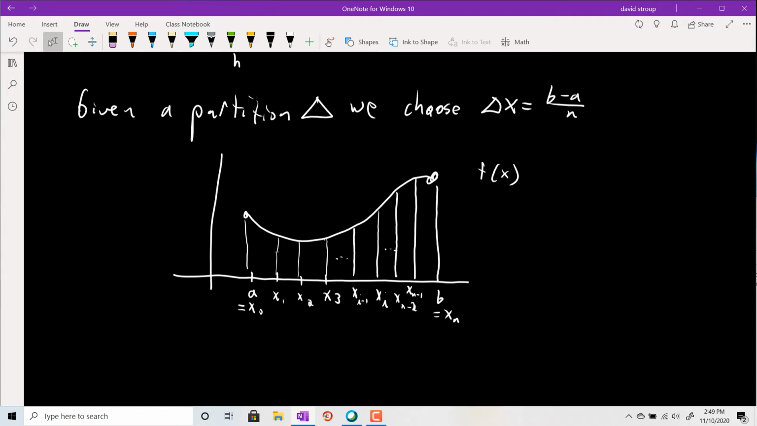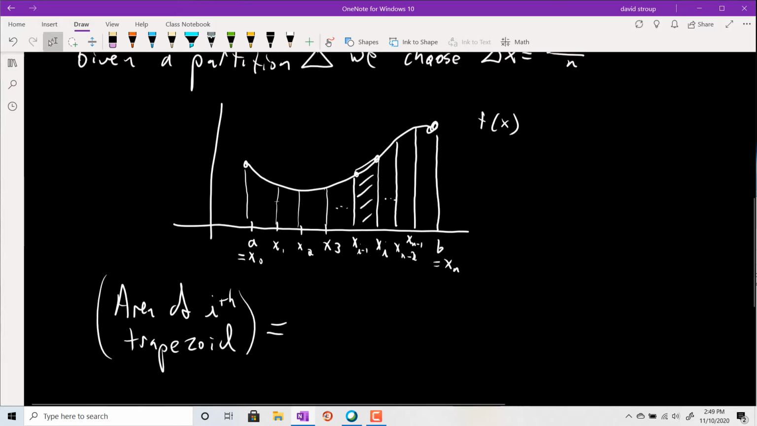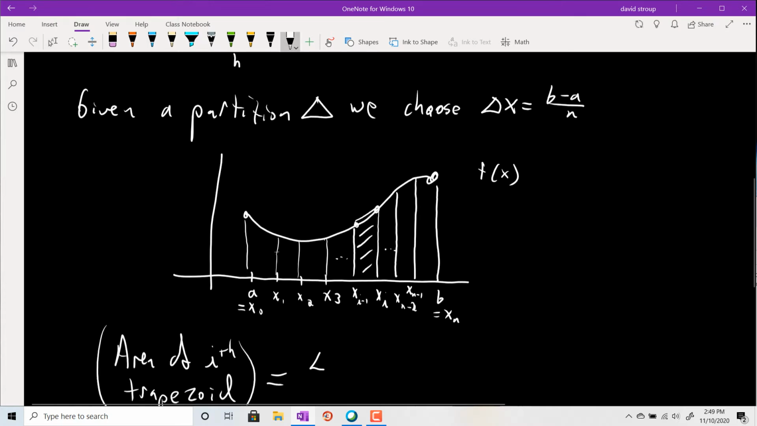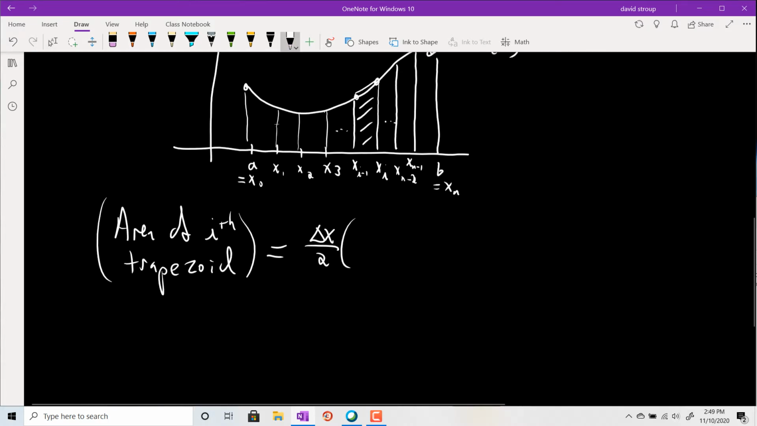Okay, so the area of the ith trapezoid. For instance, this trapezoid right here, the top is just a straight line connecting the 2 points, f of x sub i minus 1 and f of x sub i. So the area of the ith trapezoid is going to equal the base over 2, and the base is change in x for us, over 2. And then A is going to be the height on the left endpoint, so that'll be f of x sub i minus 1. And then B will be just f of x sub i.